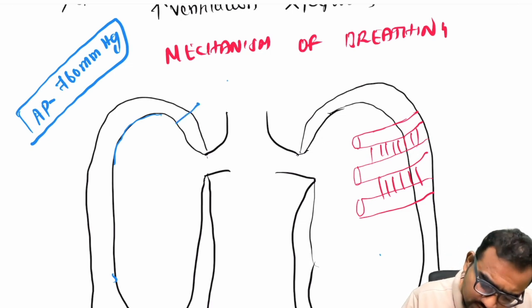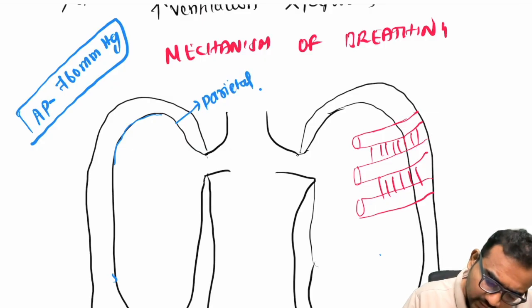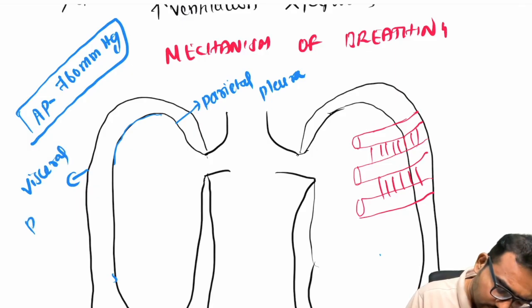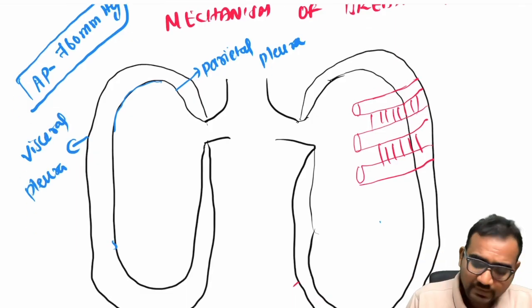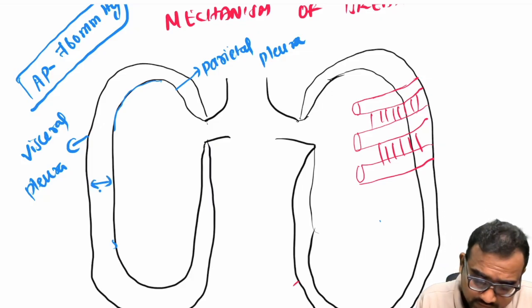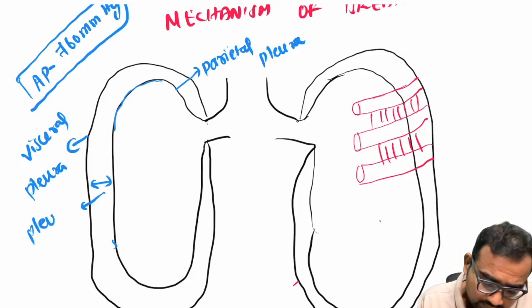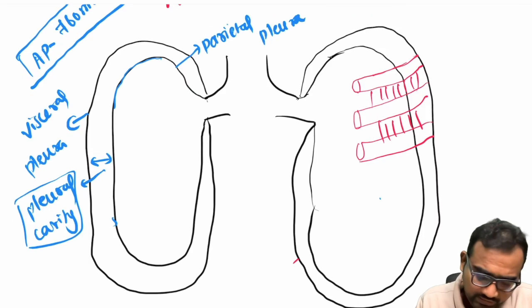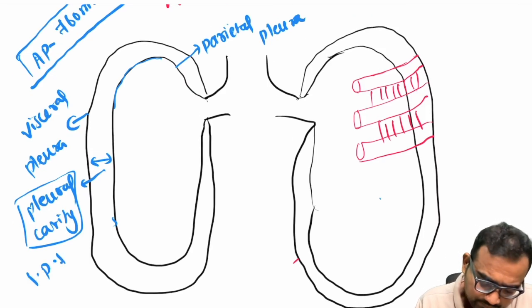So this is called parietal pleura, and this is visceral pleura. The parietal pleura and the visceral pleura enclose what is called the pleural cavity. So the pressure inside the pleural cavity is intrapleural pressure. So intrapleural pressure will be 756 mmHg.